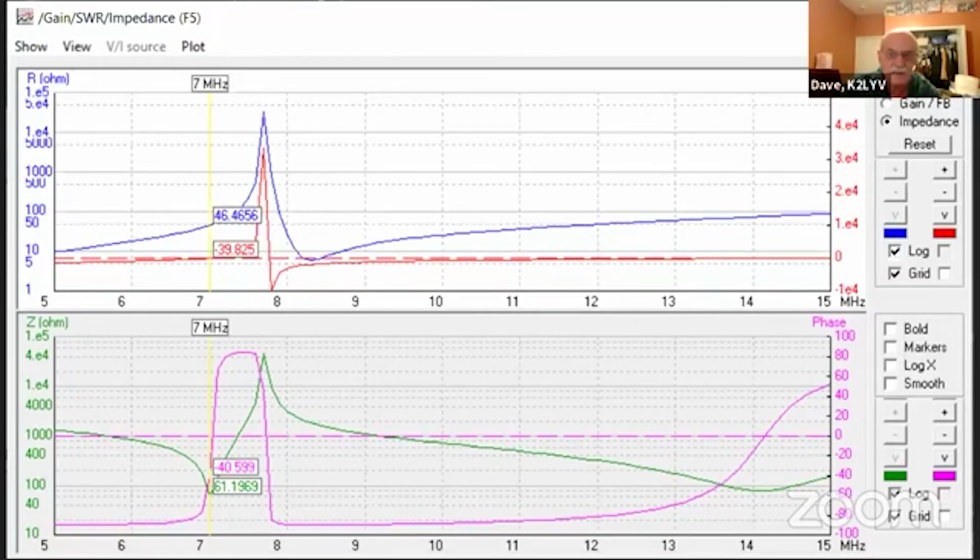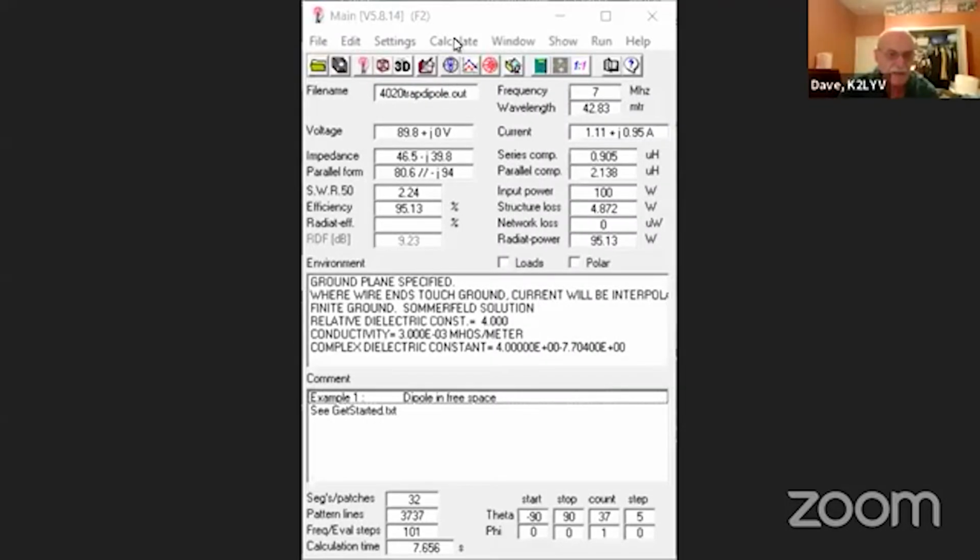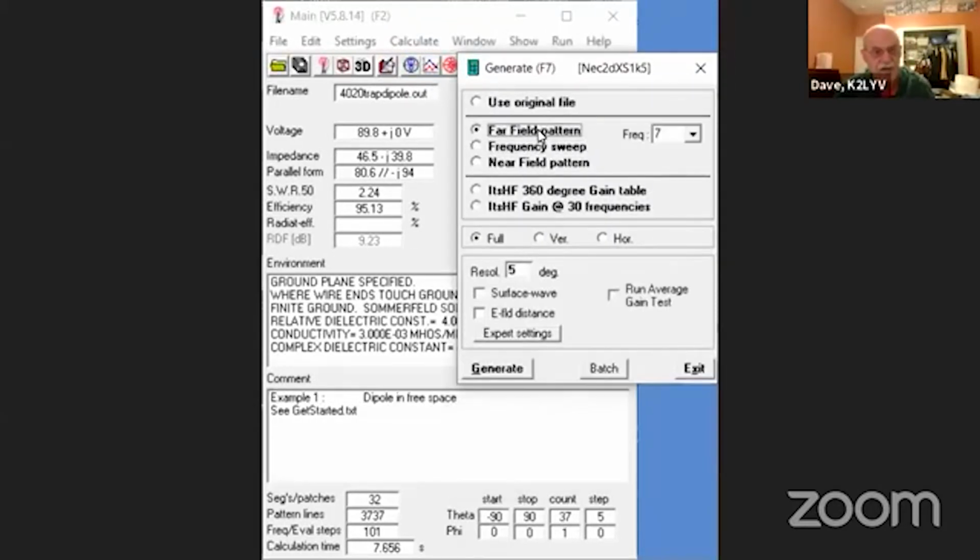So let's see what else now. One of the things I'd like to do is look at the pattern of the antenna. Let me go back. So here I'm going to ask it, I want to calculate output data. And this time I want the far field pattern. I'm going to look at the far field pattern at 7 megahertz.